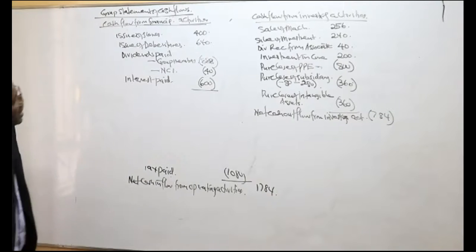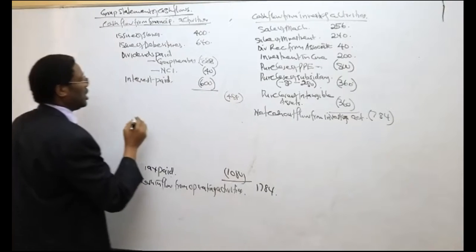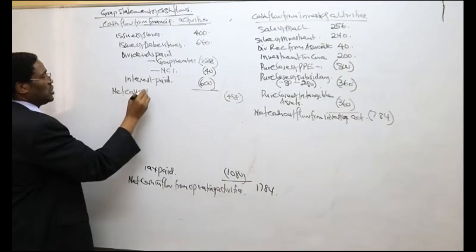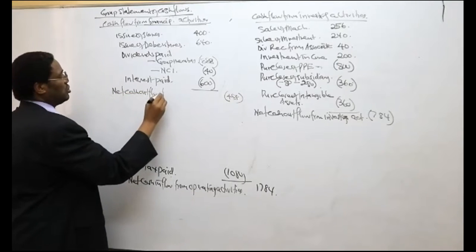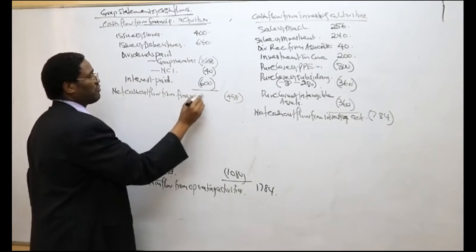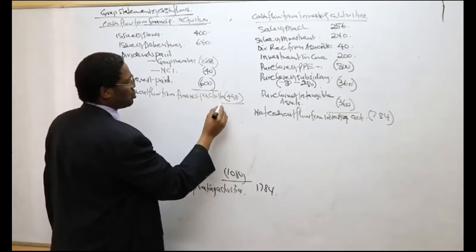I'm getting a net of 488 negative. And if it's a negative, we normally call it net cash outflow from financing activities. Then we normally get the totals of the 3 categories.